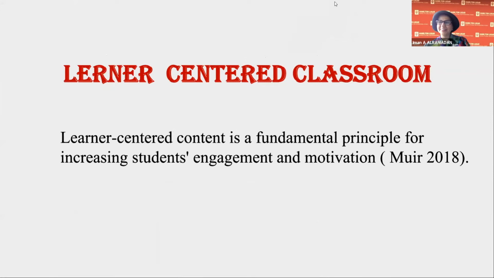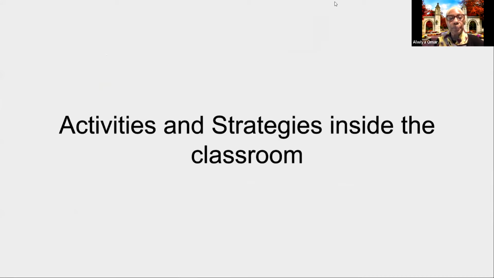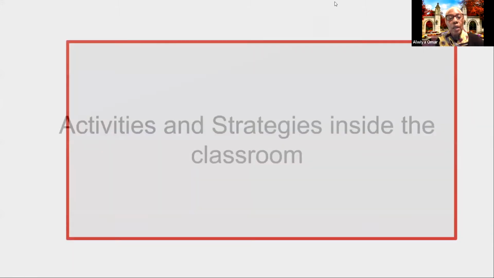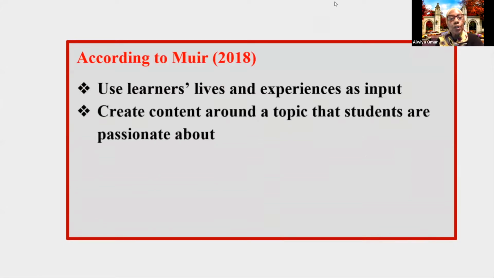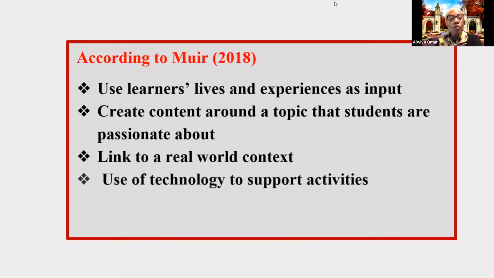So we'll start with the learner-centered classroom. According to MUA 2018, learner-centered content is a fundamental principle for increasing students' engagement and motivation. We will talk about activities and strategies that MUA discussed inside the classroom. The first one is use learners' lives and experiences as input. Two, create content around a topic that students are passionate about. Three, link to a real-world context. Four, use technology to support activities. And five, give students choices.